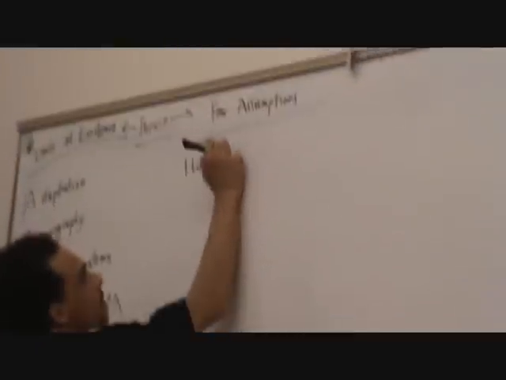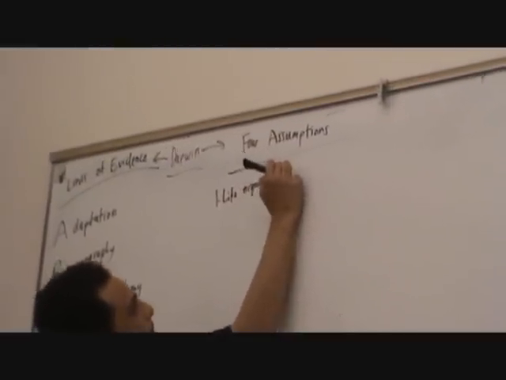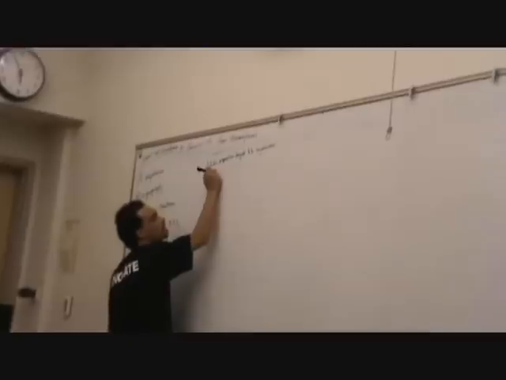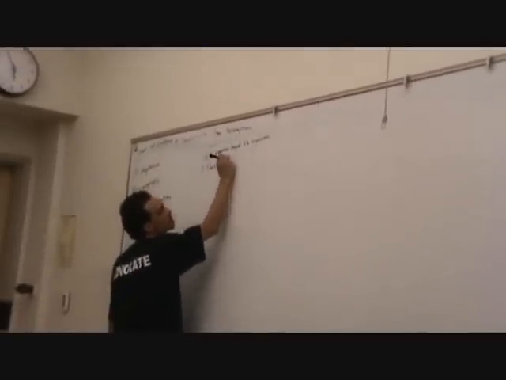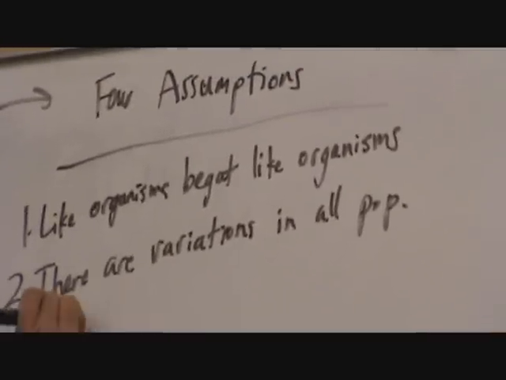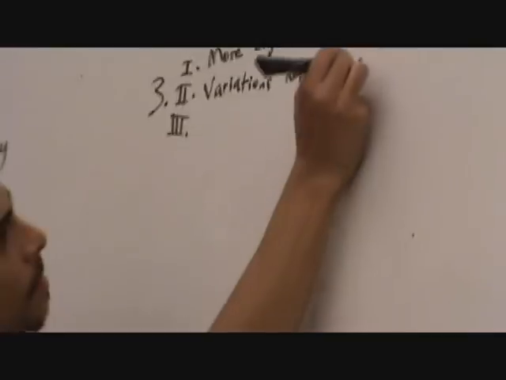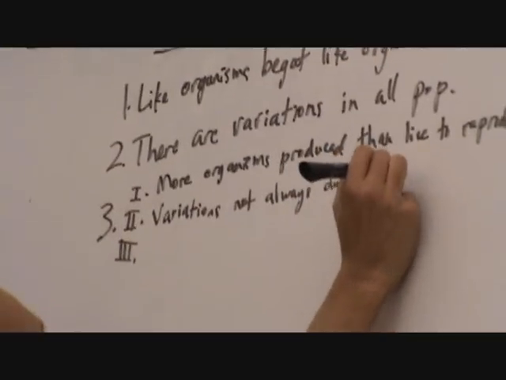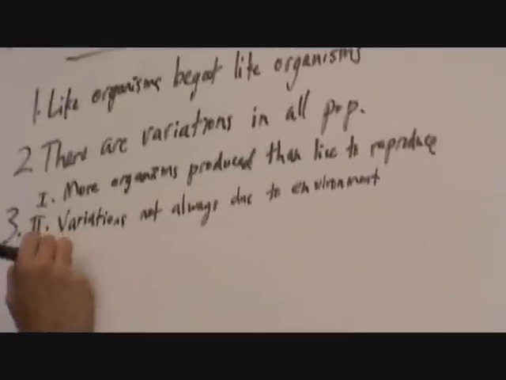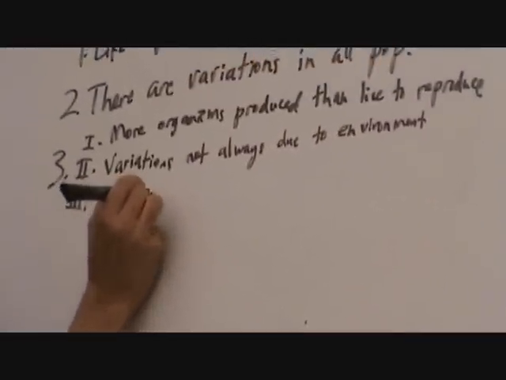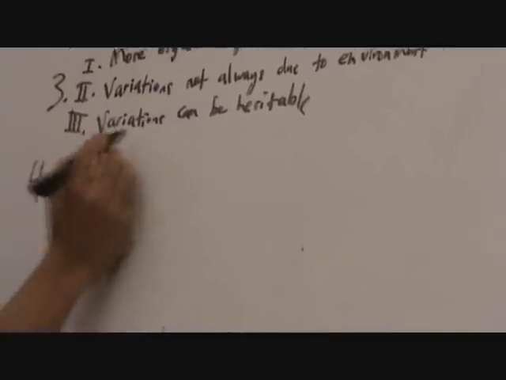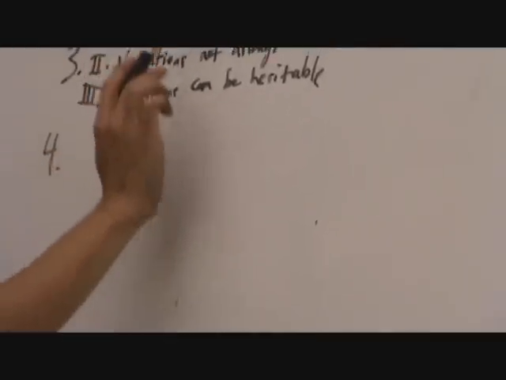Rules, or the 4 assumptions. Like organisms beget like organisms. There are variations in all populations. You guys remember that? More organisms are produced than live to reproduce. Variations are not always due to environment, and they can be heritable. Correct. And these variations can be heritable. These variations determine which organisms live to reproduce.